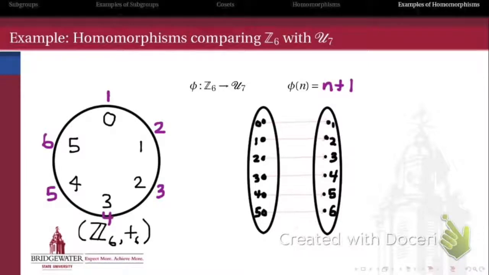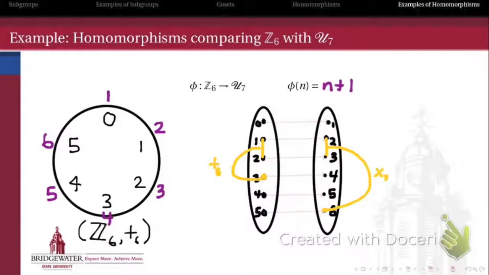In order to investigate that, let's just pick two elements from Z6, let's say 1 and 2. If I add them together, if I apply the group operation in Z6, I get 3. Now let's look at their images under this function. Their images are 2 and 3 respectively, and if I apply the operation in the group U7 to 2 and 3, I get 2 times 3, which is 6.